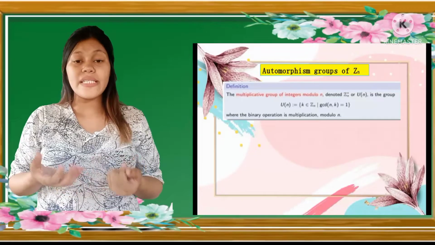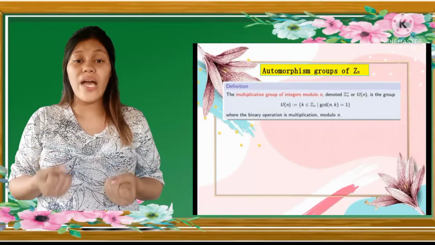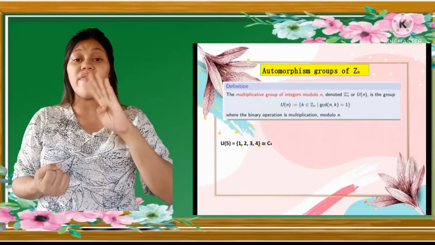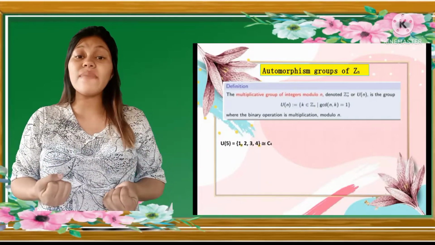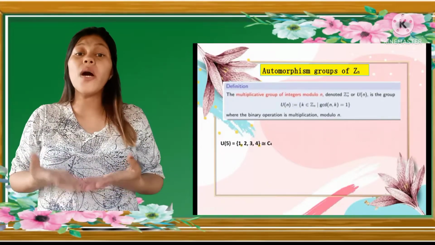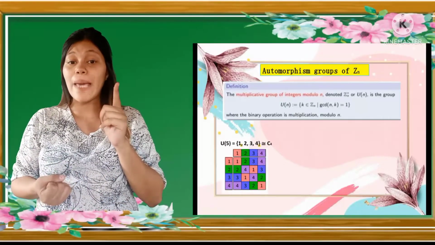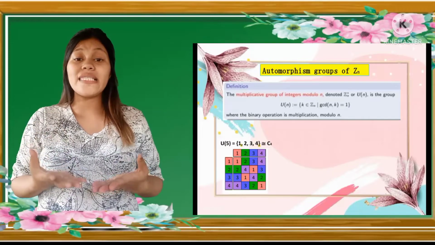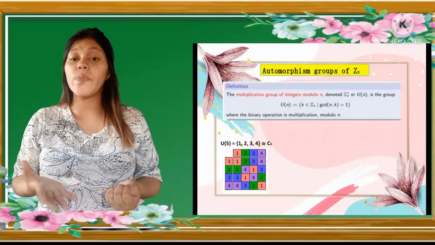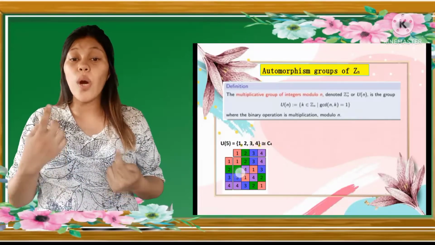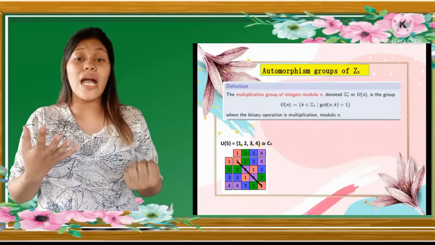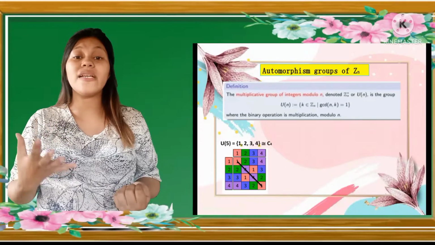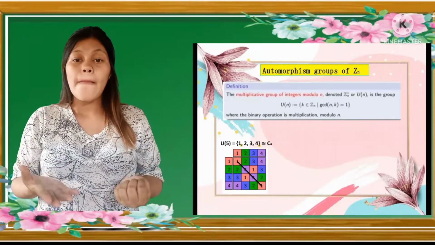Now let's do some examples. First example is U5. This is the group of these 4 numbers: 1, 2, 3, 4. These are relatively prime to 5. And so here is the multiplication table. It's a group of order 4. We can see it's not the Klein 4 group because there are not ones down the diagonal. So this has to be isomorphic to the cyclic group C4.